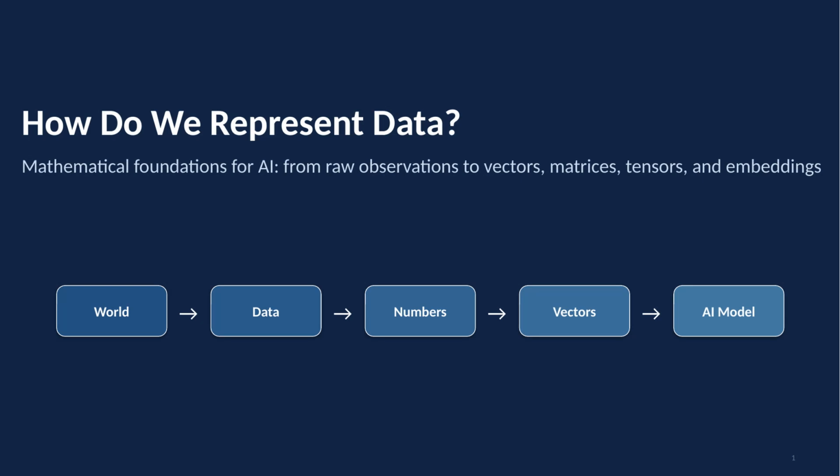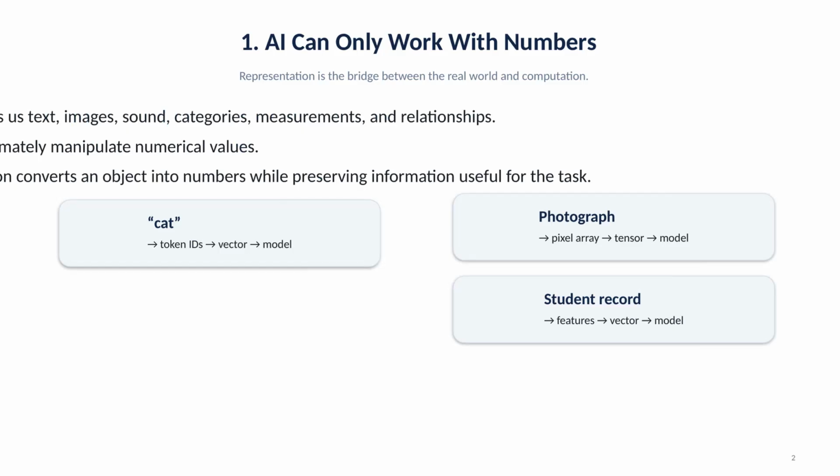How do we represent data? In this lecture video, we'll trace raw observations to vectors, matrices, tensors, and embeddings. Everything an AI handles, text, photos, sound, or records, must be turned into numbers so models can compute. Representation is the bridge. For example, cat maps to token IDs, then an embedding vector.